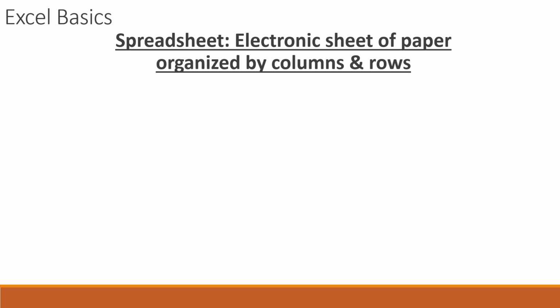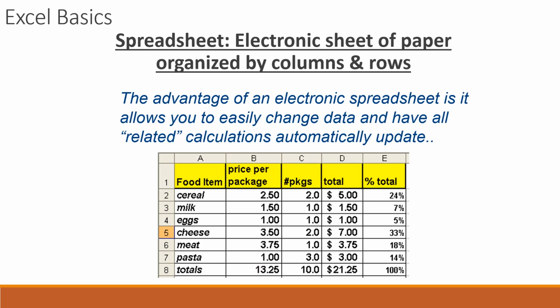Now, this takes us to a spreadsheet. As mentioned earlier, a spreadsheet is an electronic sheet organized by rows and columns that are used to record and organize data. Here is an example of a spreadsheet containing data. The advantage of an electronic spreadsheet is that it allows you to easily change data and have all related calculations automatically updated.